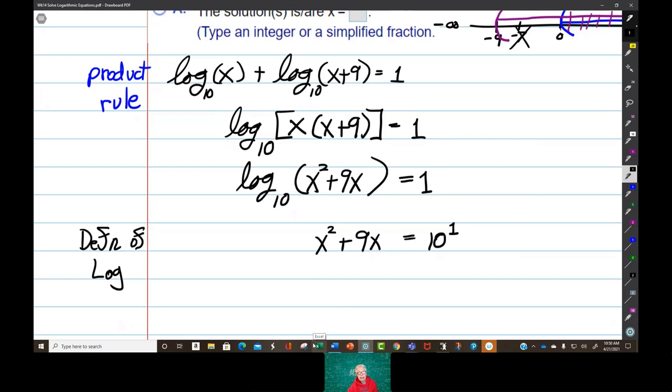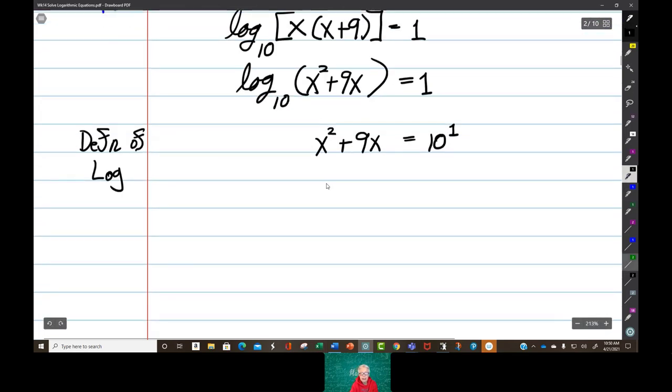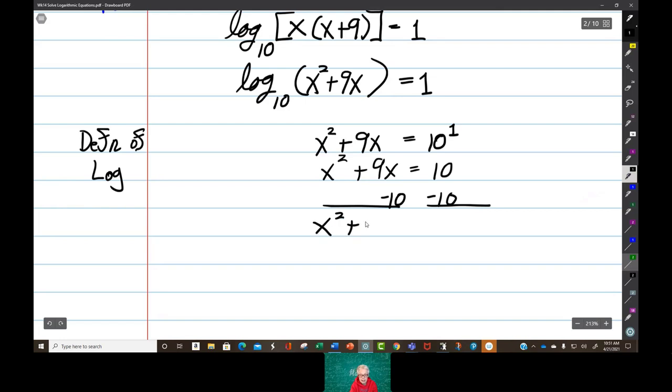And I know that 10 to the 1 is 10, right? But I want to show my steps. So that'll be x squared plus 9x equals 10. Now I've got a quadratic equation. Woohoo! I'm going to subtract 10 from both sides of the equation. X squared plus 9x minus 10 equals 0.